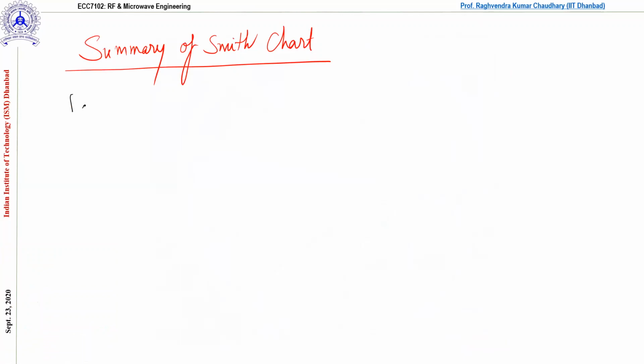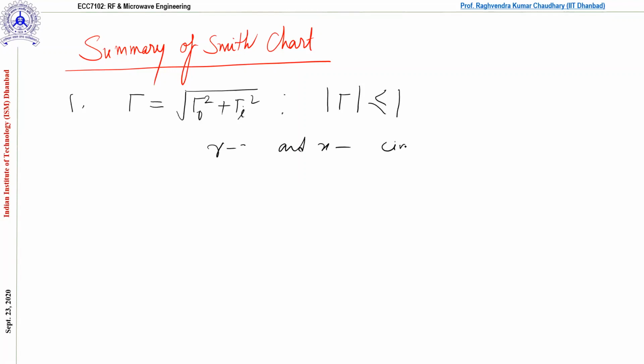So the first is that gamma here is the square root of gamma r squared plus gamma i squared. Fine. And the plane, what is the region of interest? What I talked about, this is mod of gamma less than or equal to 1, meaning the gamma plane. Fine. And over that we have seen the R circle and X circle. Point number 2, these R circle and X circles are orthogonal to each other.